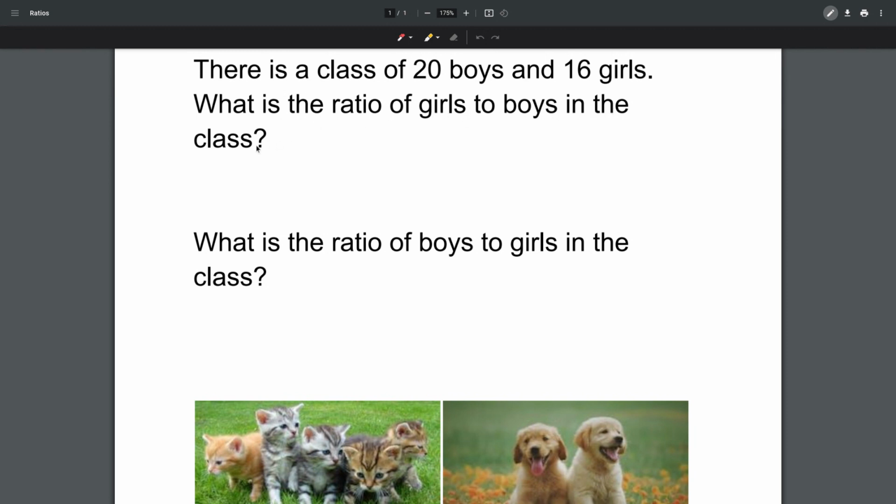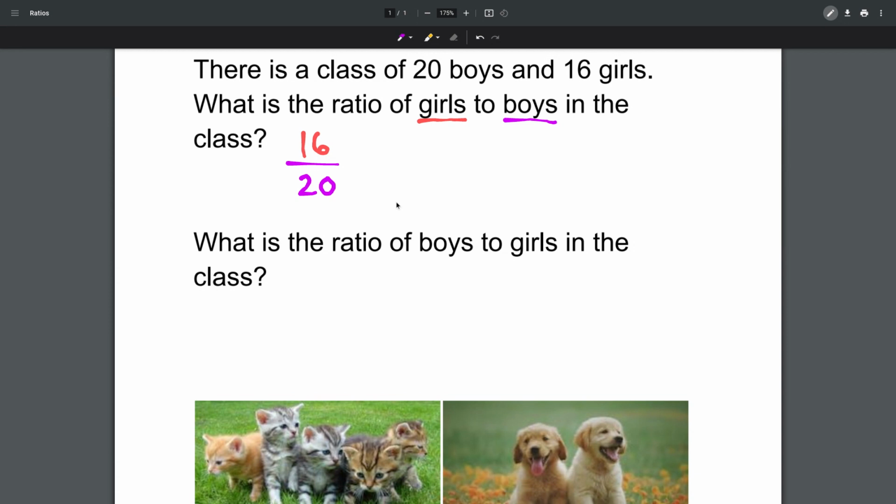Okay, so we want to do girls first. So we can write this as a fraction as 16, so we'll write the top part of the fraction, the numerator, as the first thing that comes, so girls, over the next thing that comes, the denominator will be boys. So we could do 16 over 20.